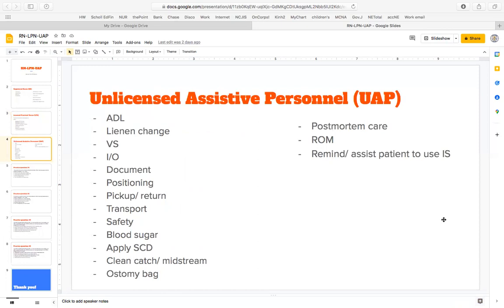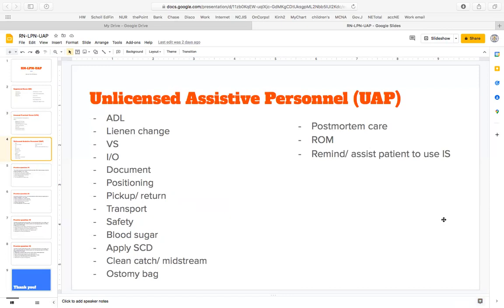UAP can feed the patient, but not if the patient just had a stroke in the last 48 hours. Remember this for the NCLEX. This was on my NCLEX. I can't tell you how many times it was on my NCLEX review. So many times. UAP can feed a patient, but not if that patient just had a stroke. Why? Because that patient is at risk for aspiration. Okay, that patient is not stable. You don't give UAP somebody who's unstable, because UAP cannot do anything with those patients.